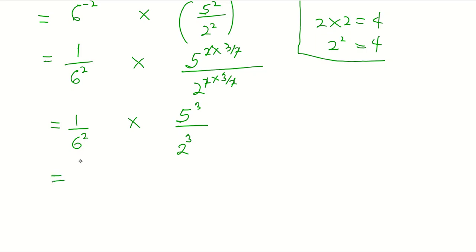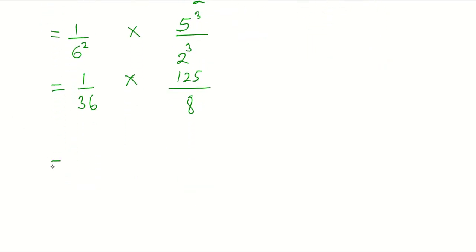6 squared can be written as 1 out of 36, because 6 times 6 is the same as 36. So we have 1 out of 36 times 5 exponent 3, which is 125. So that is 5 times 5 times 5. So we have 125 divided by 2 exponent 3, which will give us 8. So at this point, when we multiply the numerators, we have 125. We also multiply the denominators, and then we are going to get 288. And so that is our solution to this question.